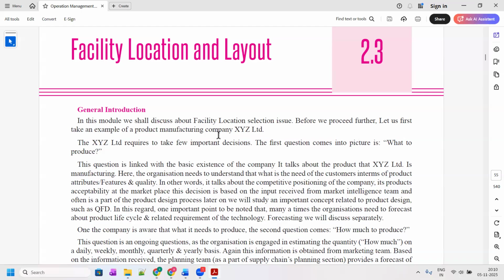So the facility should be located in such an area where the rent or the lease expenses are low. Tax and other duties: in that area, the government tax or policy should be favorable to the facility.